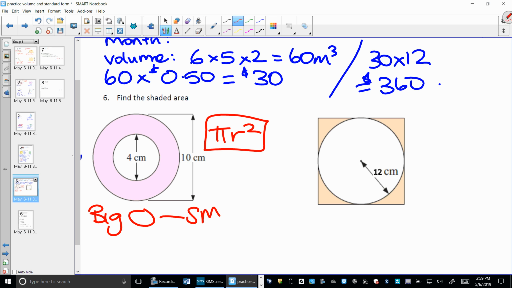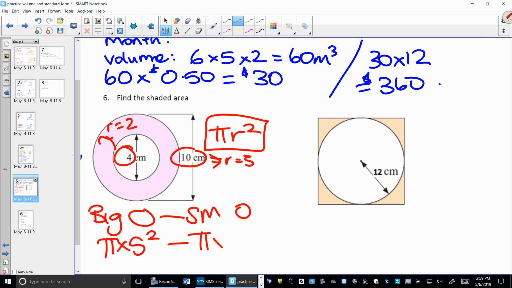So for our big circle, subtract small circle. Area of the big circle. What's my radius for my big circle? Georgie? 5. Good girl. My radius is 5. So I would have pi multiplied by 5 squared. What's my radius for my small circle, Kaya? 2. Good girl. So that's pi multiplied by 2 squared. Chuck that in your calculator, you get an answer. Easy, lemon squeezy.